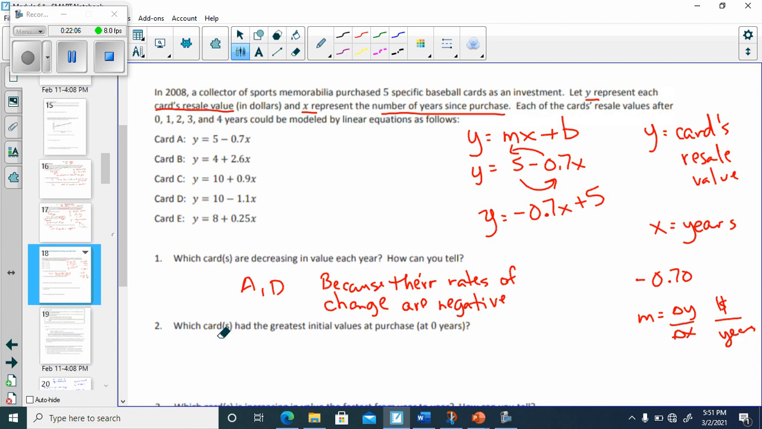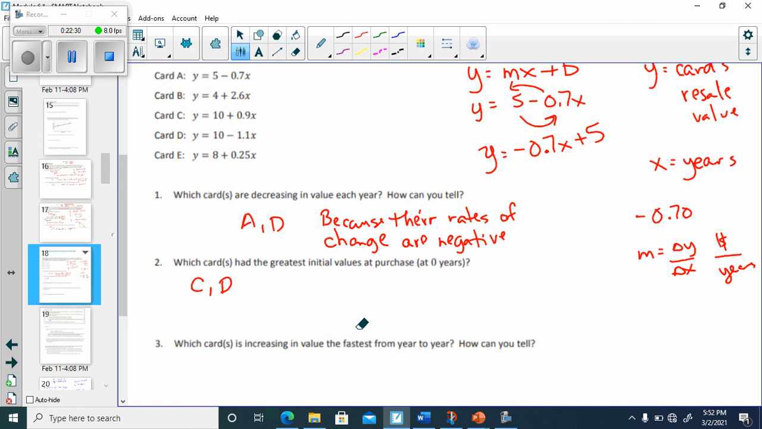Which card had the greatest initial value at purchase? Okay. Which ones had the greatest initial value? Well, initial value is the B, right? In this case, they put the B in the front. Card C and card D, right? Okay, because both of those are 10 and the other numbers are smaller.